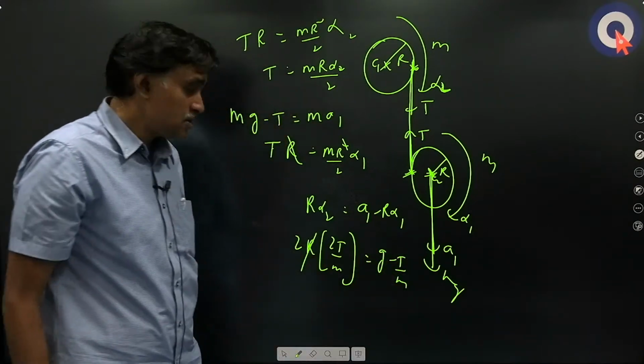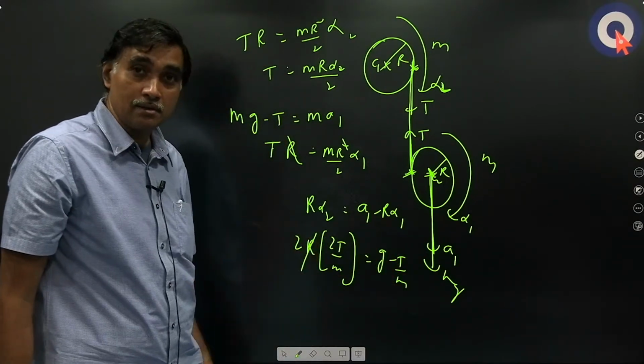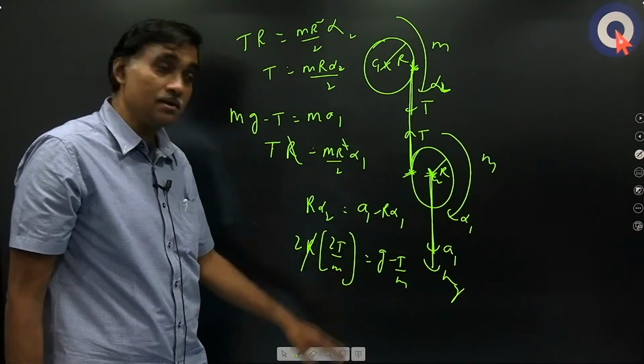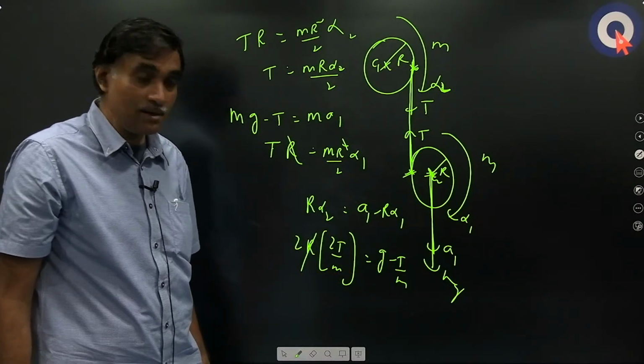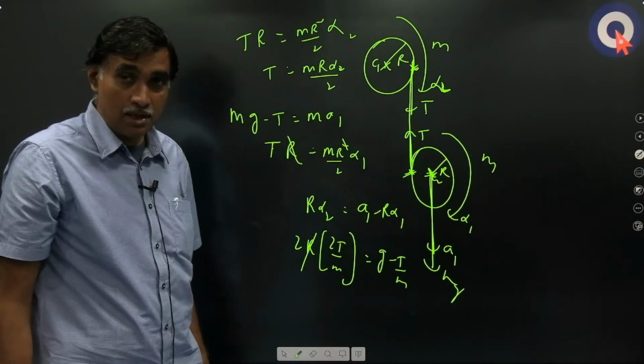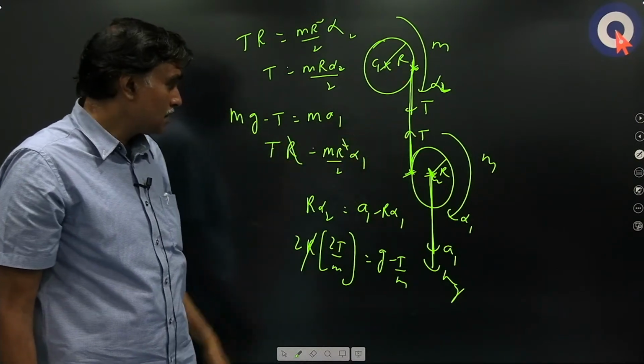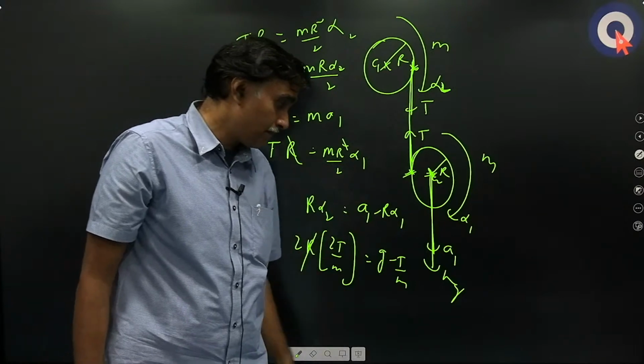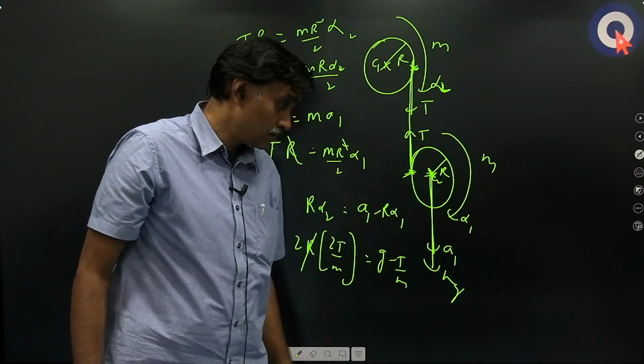That's all. Okay. If I bring this T by M to the LHS, what do you get? 5T by M equal to g. So what is T? mg by 5 we will get. So the tension in the string is mg by 5. Then you can find A1, A2 and alpha 1. Okay. Followed? Any doubt?